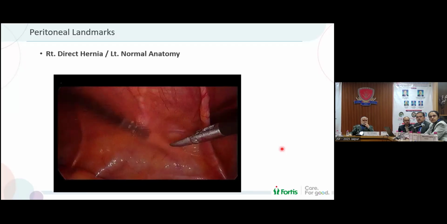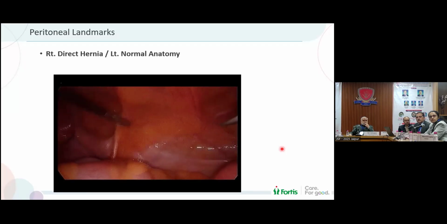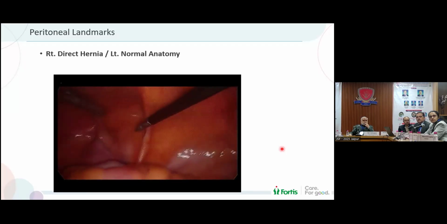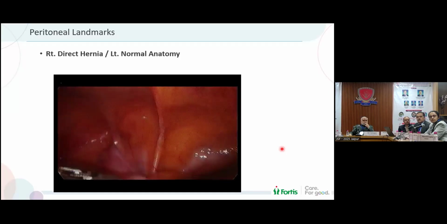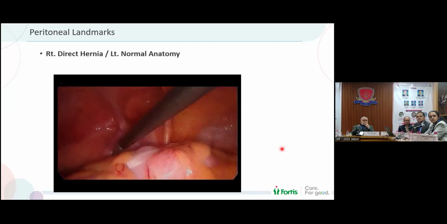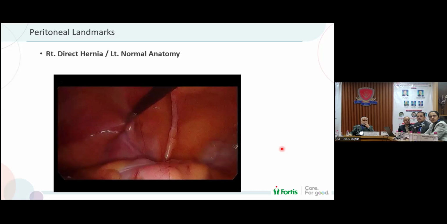This is the site for the median. And this is the normal anatomy on the left side, medial. And then there are again the vas and gonadal vessels.